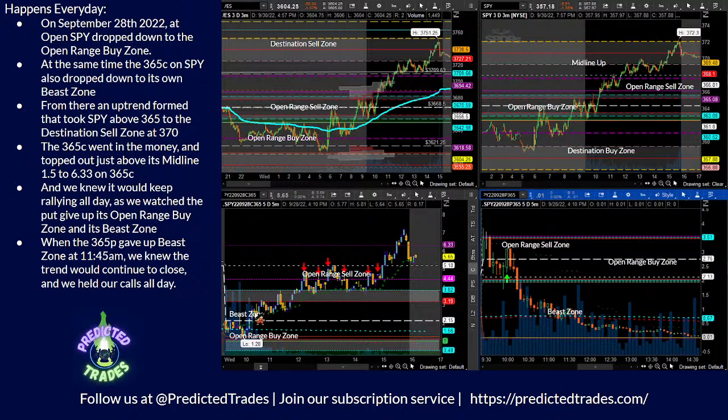Sorry, these little labels are a little off. This one should be down here and that one should be at this blue line. But on this given day, these 365 calls fell down to our beast zone around this 150. Looks like 125 or 128, right? So that's our little buy zone.